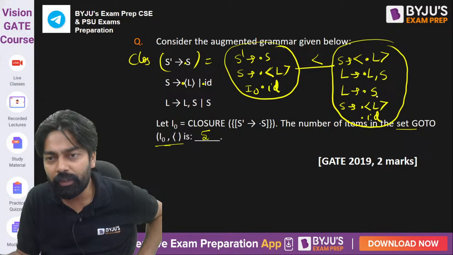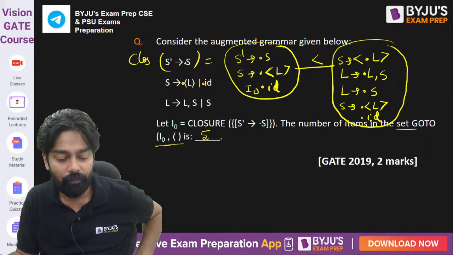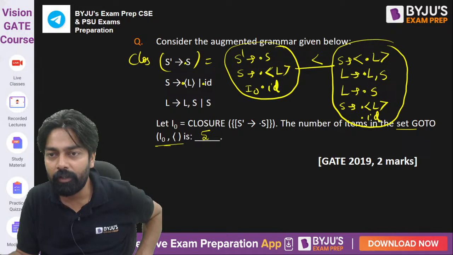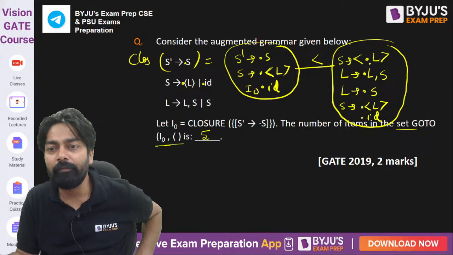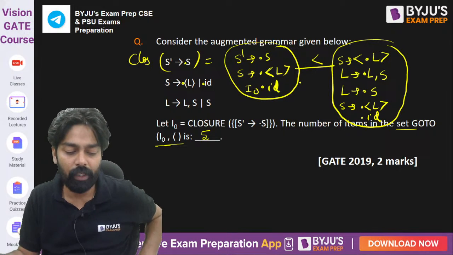Now my dear friend, due to this S, we need to add a production once again. See here, so dot L and dot ID. After the dot there is a terminal. So how many items are there? Number of items: 1, 2, 3, 4, 5. So 5 is the answer. Okay, is that clear, my dear friend?